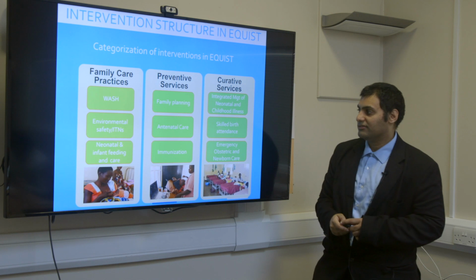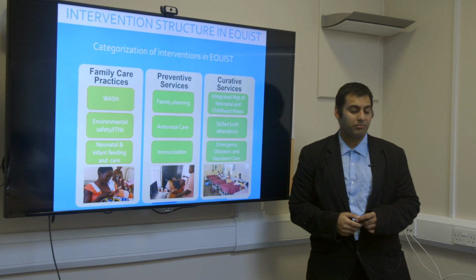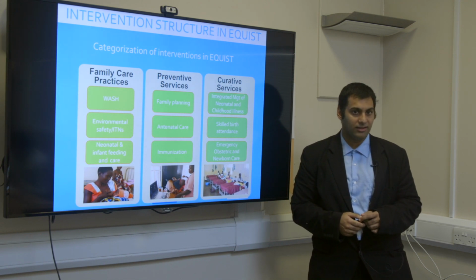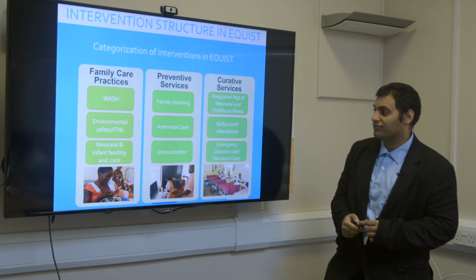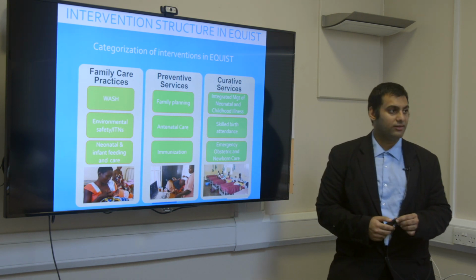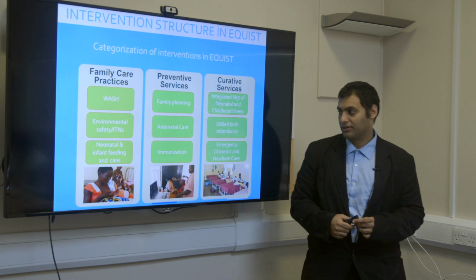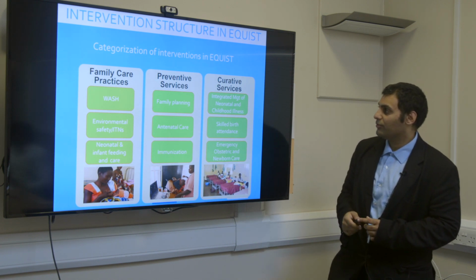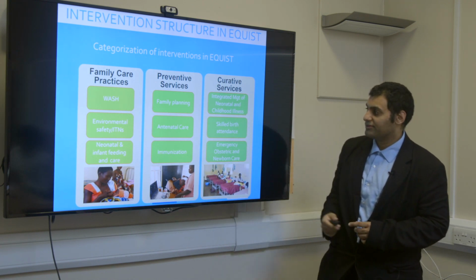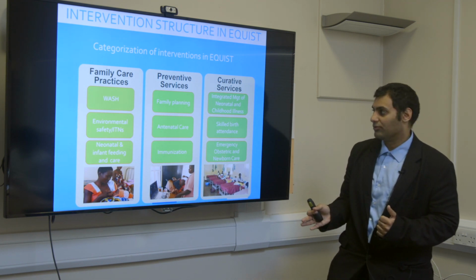And environmental safety and ITNs looks at addressing malaria, looking at whether bed nets are being used, mosquito nets, ITNs, and ownership of them. And then there is neonatal infant feeding and care, which is looking at infant and young child feeding, and it's looking at your breastfeeding practices, continued breastfeeding, early and exclusive breastfeeding, all those interventions. Then we're looking at, under preventive services, these are what can be done to prevent illness in general.